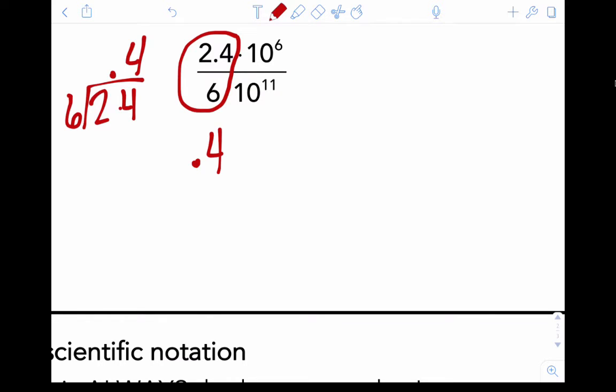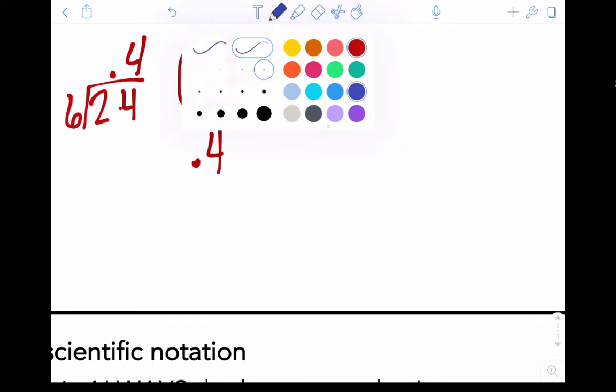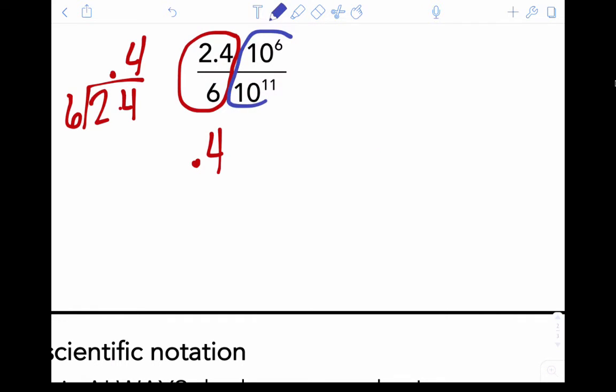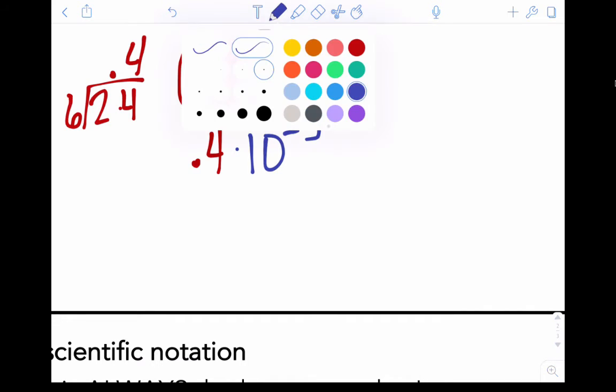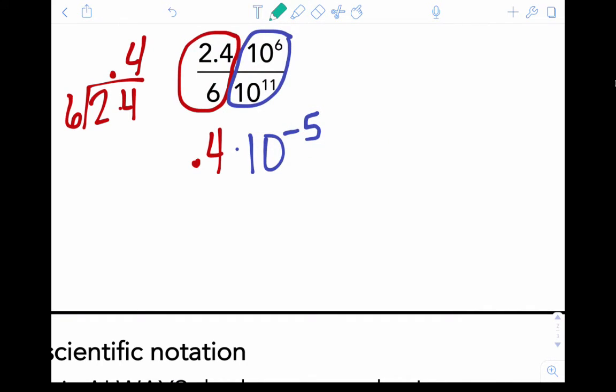Next, I need to divide my tens. 10 to the 6th divided by 10 to the 11th. I'm dividing with the same base, which means I subtract my exponents. 6 minus 11 is negative 5. Make sure you're careful with your positives and negatives.